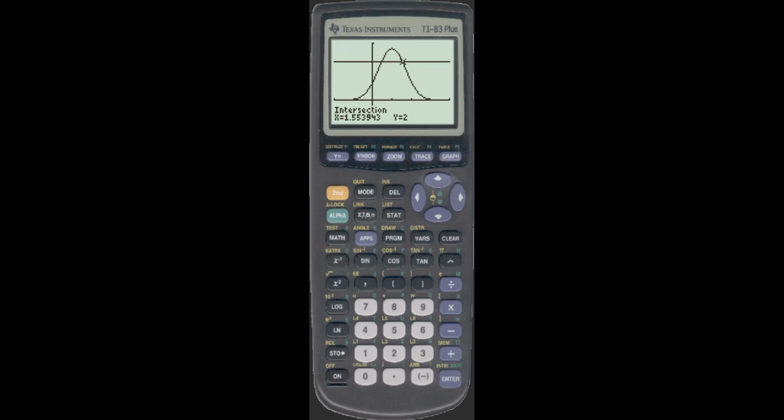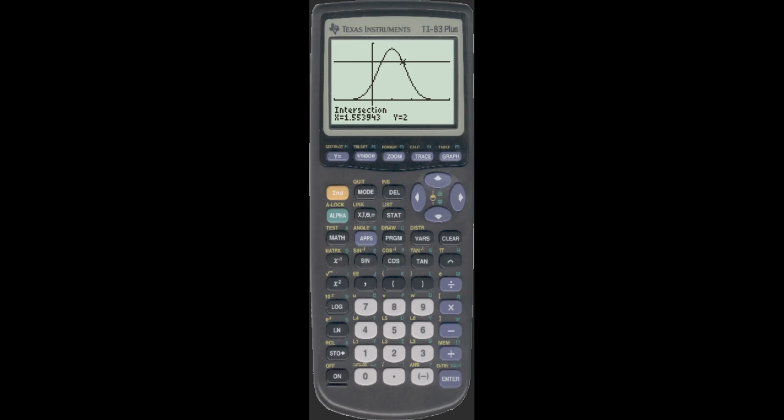1.554. Would you like me to go over anything again on the calculator before I jump back to the other screen? No, I got it on the calculator.